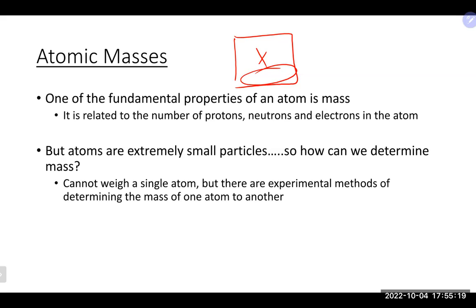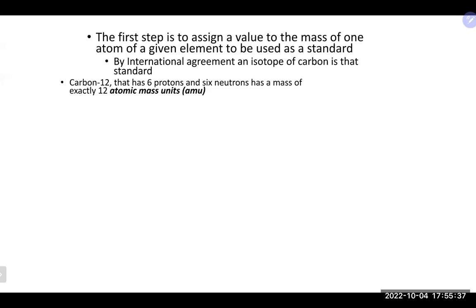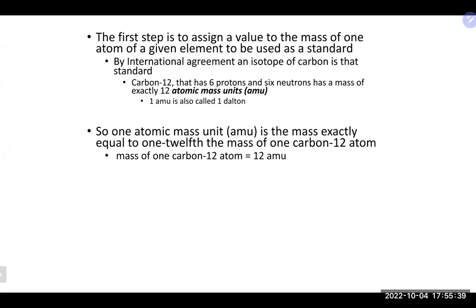We can't really obviously pick up an atom and put it on a scale as it's really small. So typically in science, especially in chemistry, when we can't directly measure something, one way they do it is they pick something to use as a standard to compare everybody to. Either they give it a mass or they give it a value. And for atomic mass, they actually picked an isotope of carbon to use as the standard to compare everybody to. And it was the carbon-12 isotope.